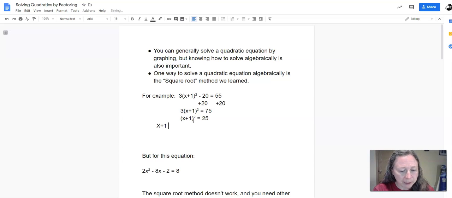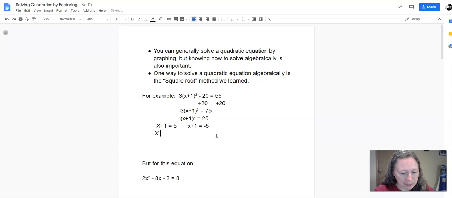Because x plus 1 could equal 5, that's the square root of 25. But x plus 1 could also equal negative 5. That's the negative square root of 25. 5 times 5 gets you 25, and also negative 5 times negative 5 gets you 25. So x could therefore be 4, or x could be negative 6. Okay, so two solutions to that equation.